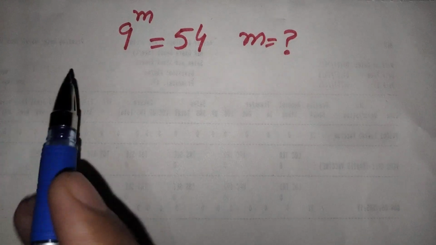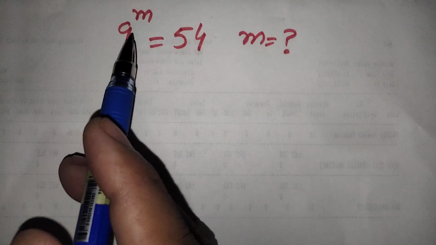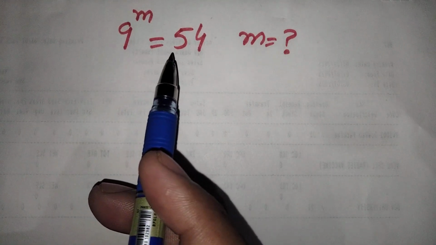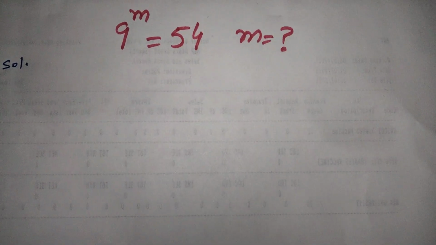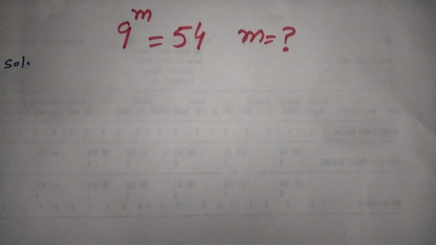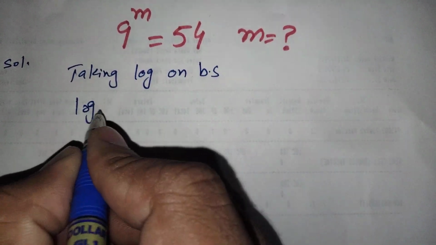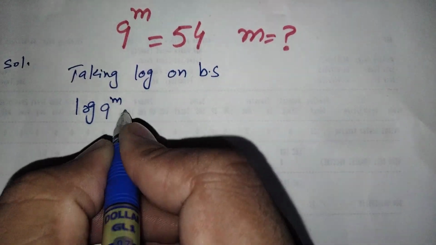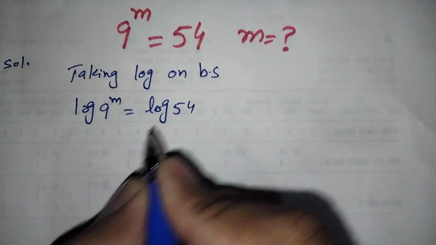Today we are going to solve a nice exponential equation which is given as 9 raised to power m is equal to 54, and we have to find the value of m. So let's solve this. To solve this, first we will take logarithm on both sides. Taking log on both sides, we will get log of 9 raised to power m is equal to log of 54.